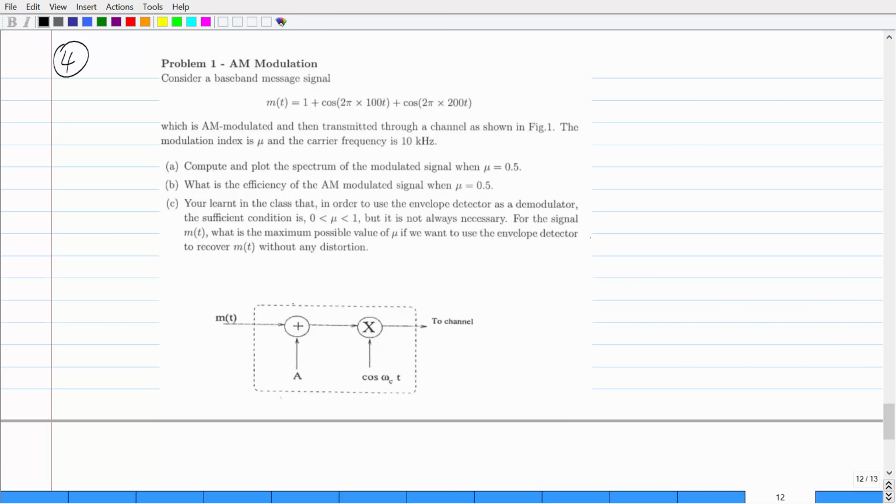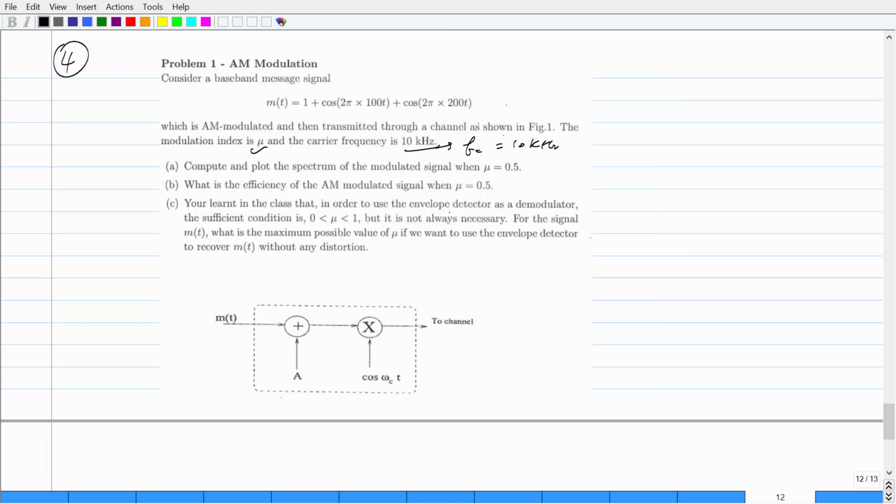As I talked about, when you want to do large carrier modulation, you add a DC offset and then you modulate. So this is just your standard block diagram to do that. We also, let's see here, the modulation index is mu, so we don't know what this is. This is unknown, but we do know that the carrier frequency is 10 kilohertz. That's good, okay. Compute and plot the spectrum when the modulated signal is mu is equal to 0.5. What is the efficiency? And then we'll talk about this next.